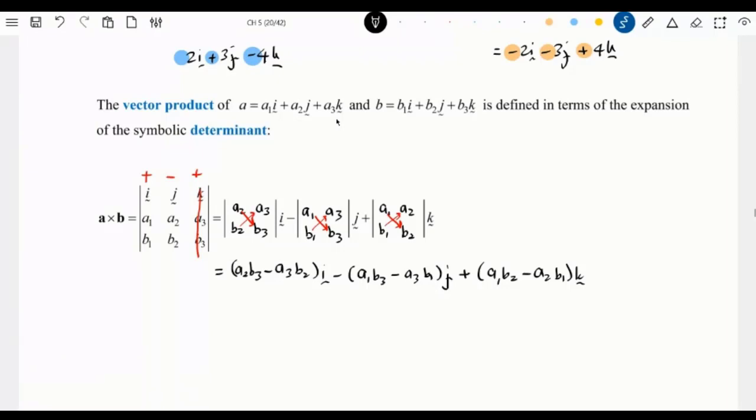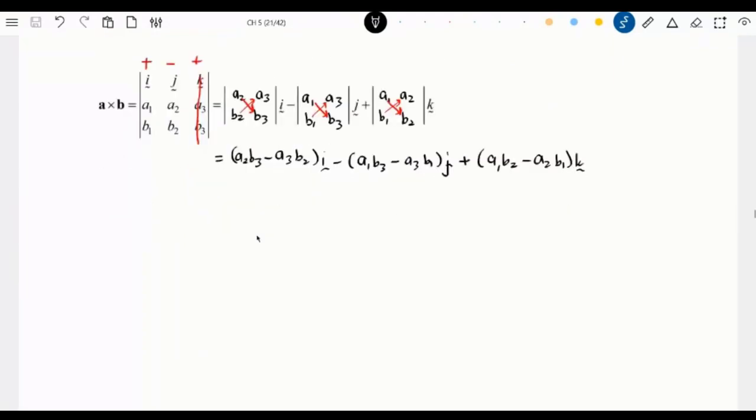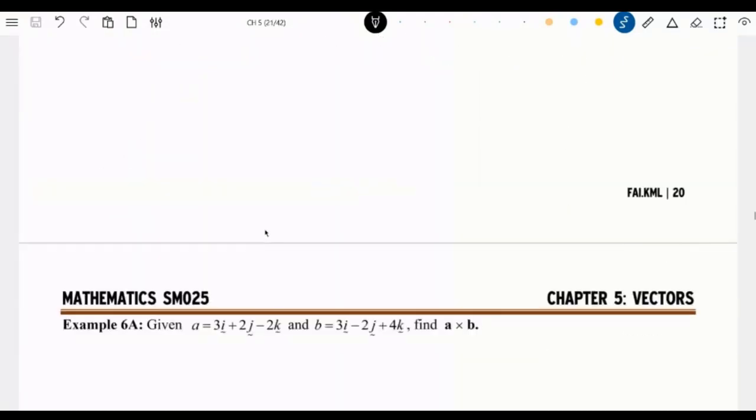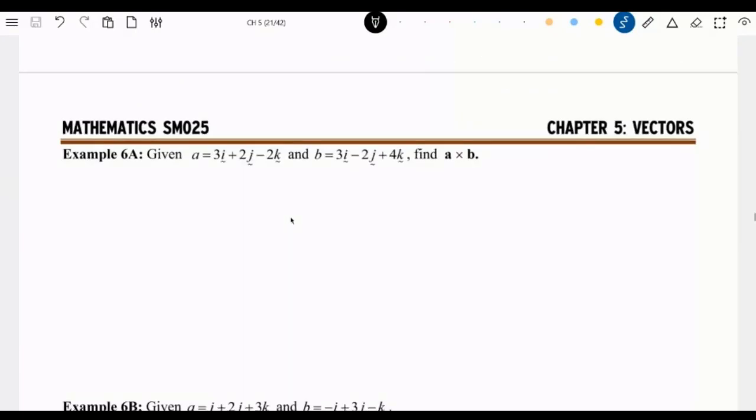Clear, Miss. Okay. Alright, so we apply by exercise 6A, 6B. So ada yang dah tengok video tu tak ada masalah. So saya explain semula lagi sekali. To find A cross B, we're gonna have A cross B should be determinant I, J and K. So ini wajib tulis. So we have 3, 2, negative 2. So sebabkan A di depan, dia paling atas. B di bawah sebab dia yang second yang datang.